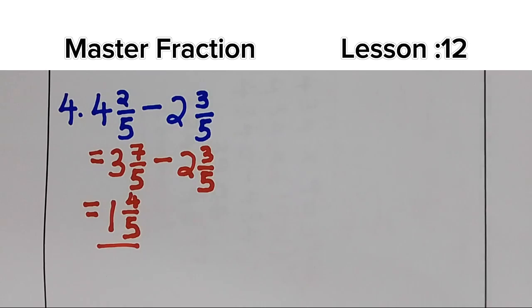Hope you understand how to subtract mixed numbers with regrouping, where we borrow 1 from the whole number to make the fraction bigger so as to be possible to take away the other fraction.